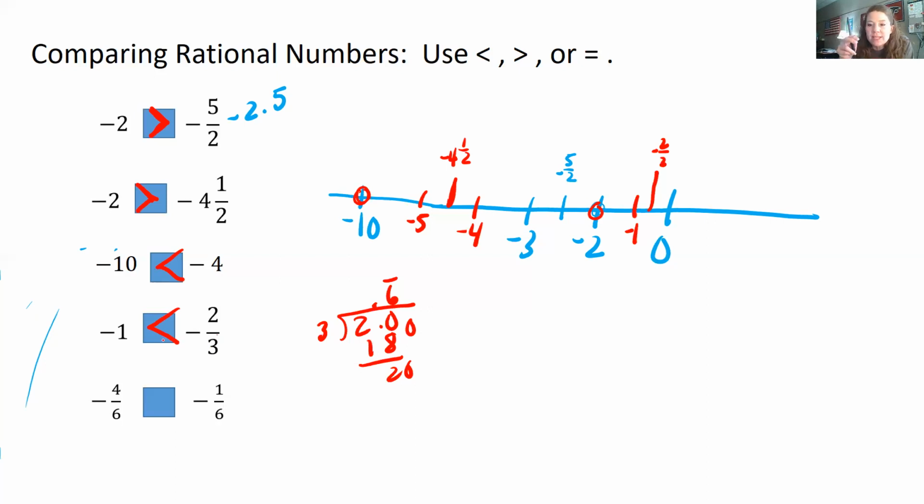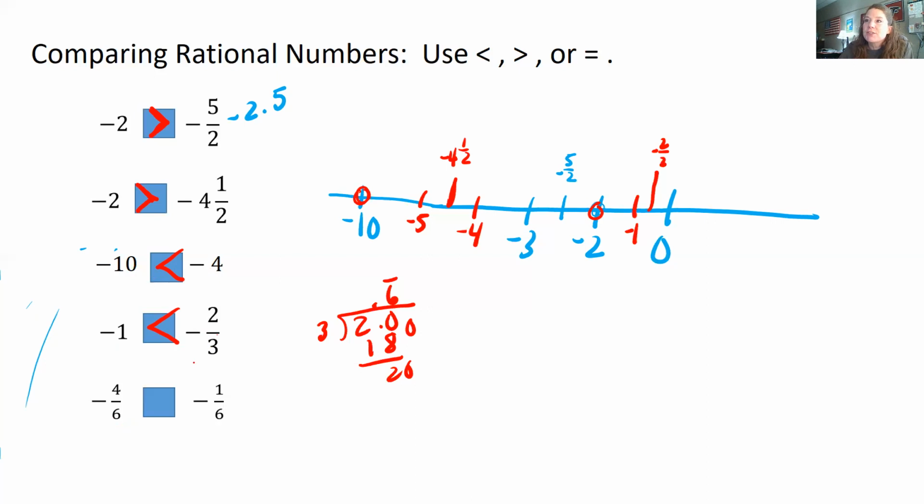So if you have 2 negative numbers, the answer is going to be the opposite than if they were both positive numbers. Do you understand that? So look at this one. Wouldn't +10 be greater than +4? Well, since they're both negative, it's the opposite. Isn't 1 going to be greater than 0.6666? Then since they're both negative, it's the opposite of that.